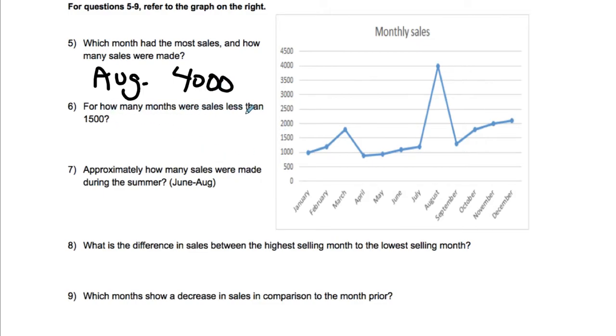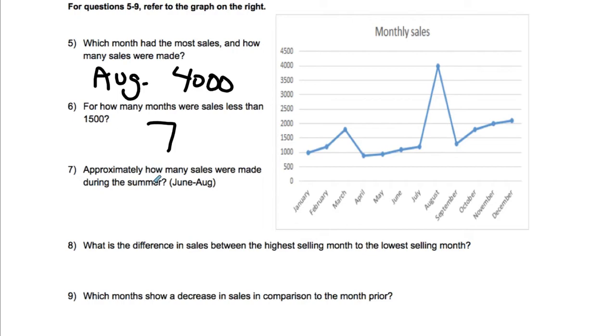How many months were sales less than 1,500? Okay, well, this is less than 1,500, right? Here's my 1,500, and I'm just looking for less than that. Here, there, there, and one more. So 1, 2, 3, 4, 5, 6, 7. There are 7 months that had sales less than 1,500. Okay.